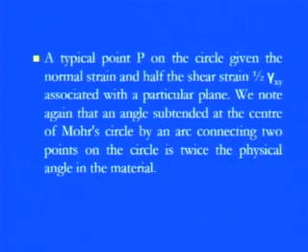So for a typical point P, if you want to measure, just remember the principal stress circle, then you see the similar terms are here. The principal point P is the central point of the circle given by the normal strain and half of the shear strain gamma xy associated with the particular plane. It is always given by the oblique plane, like theta or whatever. We note again that an angle subtended at the center of the Mohr circle by connecting two points is twice the physical angle measured in the material.